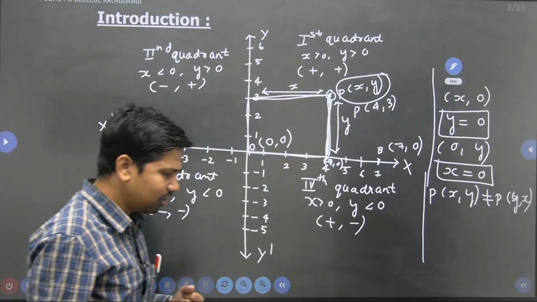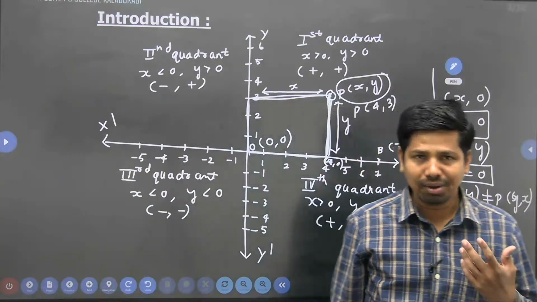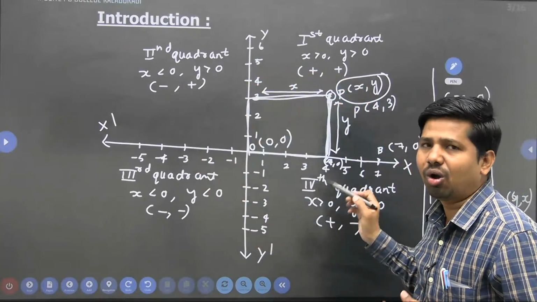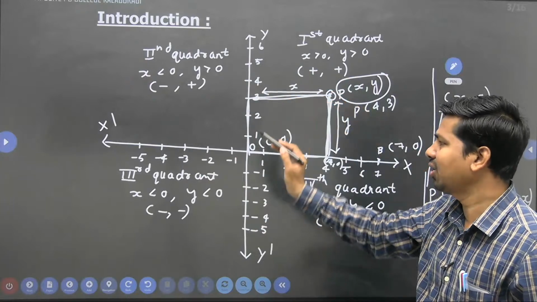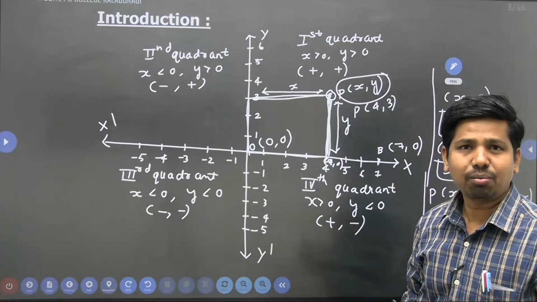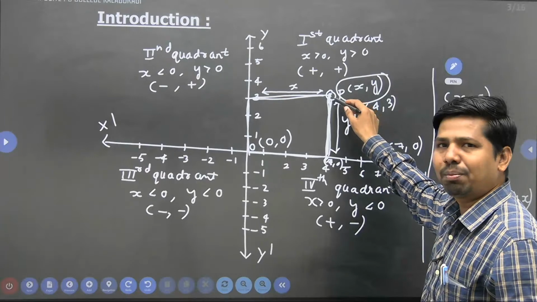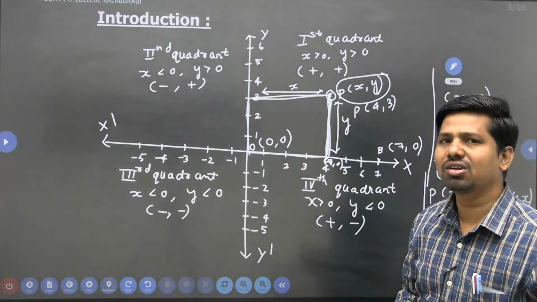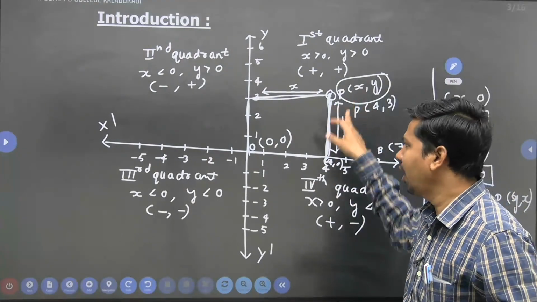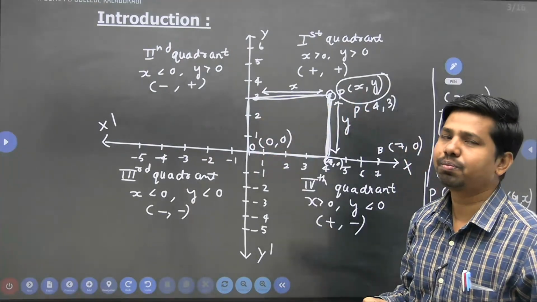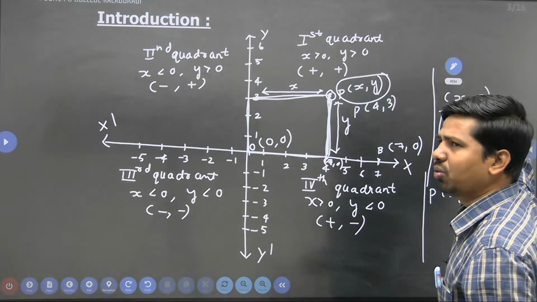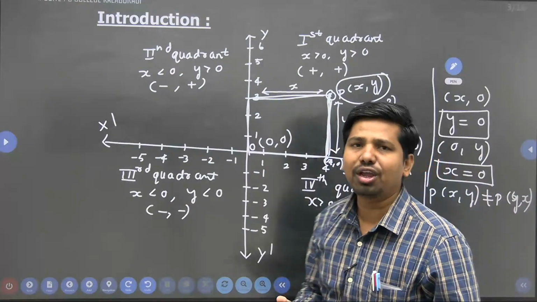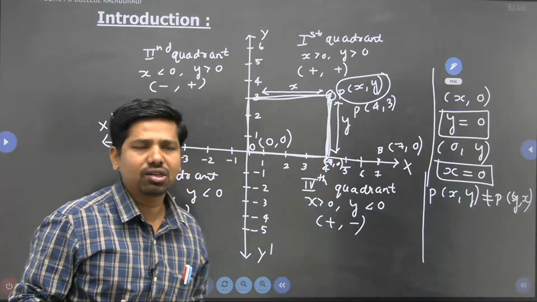And one more concept is how to find the image, right? First was what are the signs of each point in all the quadrants, right? In first quadrant, second quadrant, third quadrant, and fourth quadrant. Second point, it was how much distance the point P of x and y is from the coordinate axis, that is how much distance this point P is from x-axis and y-axis. And third point, that is what are the equations of coordinate axis. Next is what is the image of the point about x-axis and y-axis.